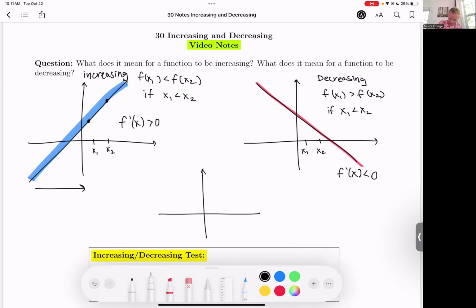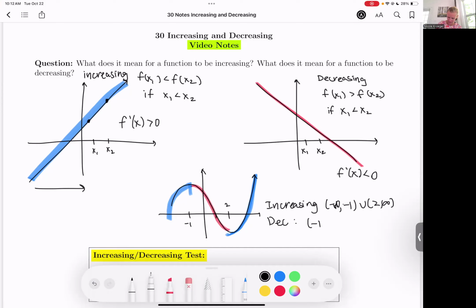We can have functions that are both increasing and decreasing at various places. So something like this would be increasing up to here, increasing over here, and then decreasing in the middle. So a function can have intervals where it's increasing and different intervals where it's decreasing. Let's put some numbers on here. We could say that this function is increasing on the interval from negative infinity to -1 and on the interval from 2 to infinity. And it's decreasing on the interval from -1 to 2.